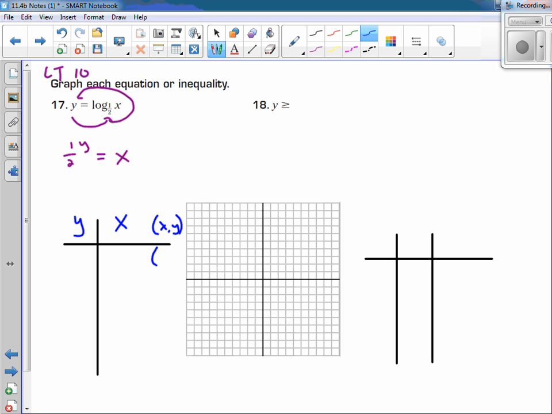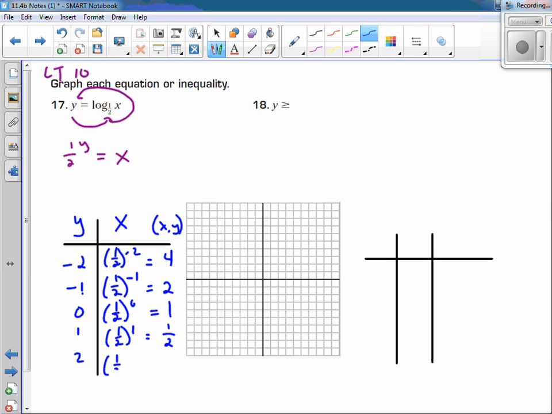Okay? So for example, I can pick some y values, doesn't matter what they are, and I can find, let's see here, 1/2 to the negative second power. Well, the negative second power, I need to make that a positive, and what it does, it makes it the reciprocal. So it makes it 2 to the second power, and so I get 4. Same thing when you have negative first power, that makes it 2 to the first. Anything to the 0 power is 1. 1/2 to the first is 1/2. And 1/2 to the second is going to be 1/4.